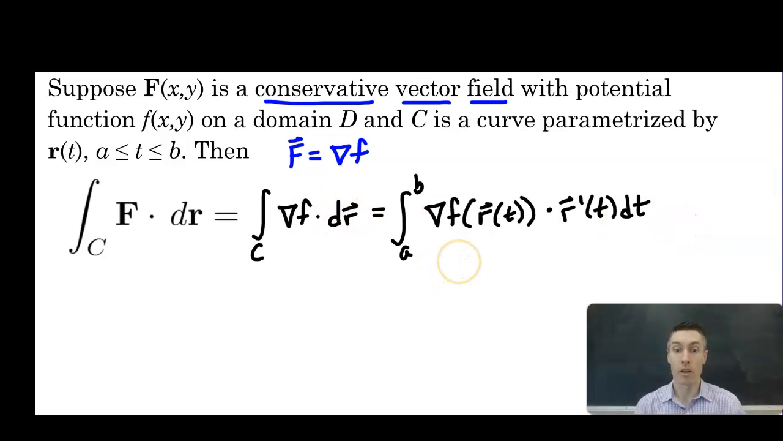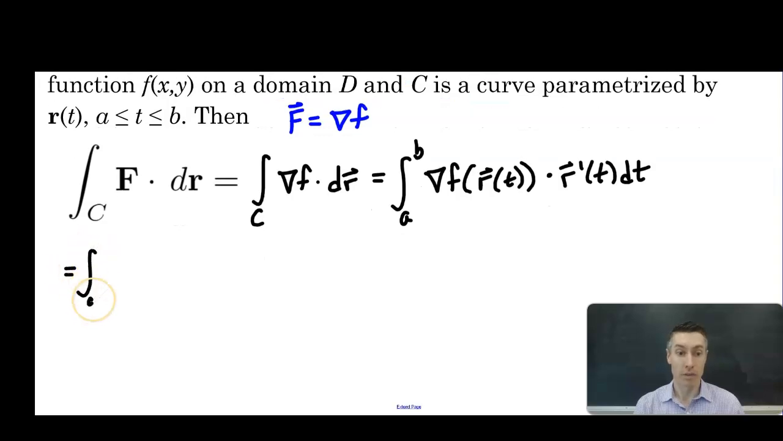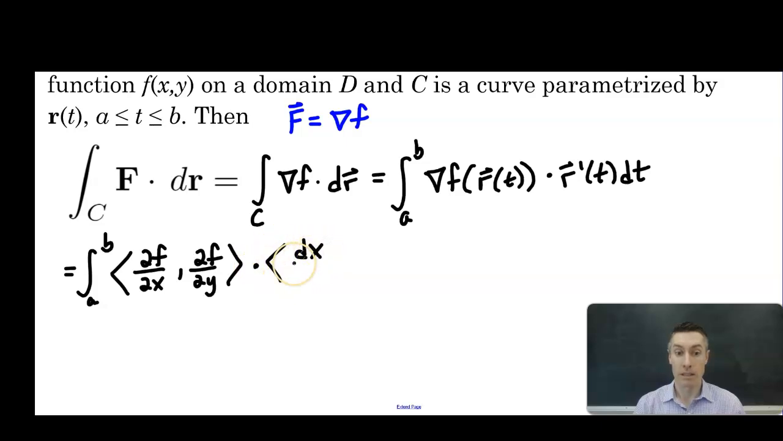That's our dr. So now we can express all of this slightly differently. So we'll say a to b. Instead of writing out the gradient, let's replace it with the gradient vector. So that's the partial of f with respect to x, partial of f with respect to y. Right? The gradient is the partial derivatives. And then we would dot that with dx/dt, dy/dt as our r prime, thinking about the components as x of t, y of t, then these would be the derivatives, and that's dt.